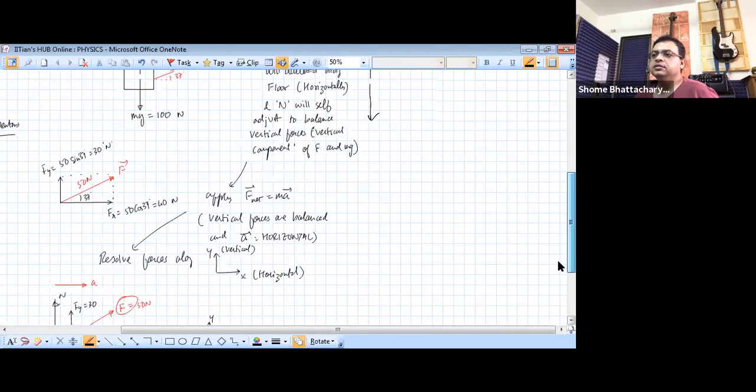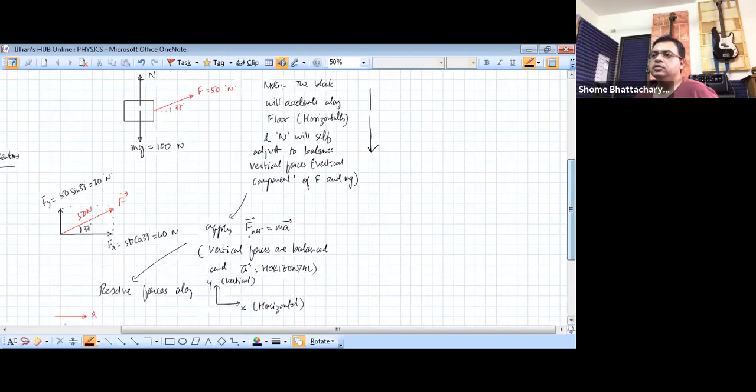Now see, next thing is this. We want to apply net force is equal to mass into acceleration for this body. But on this body, we know that the vertical forces are balanced because it is resting on the floor, whereas the acceleration is horizontal. So that is why we will resolve the forces. Next step, we will resolve the forces along the y-axis, which we'll take as vertical, and the x-axis, which we'll take as horizontal.